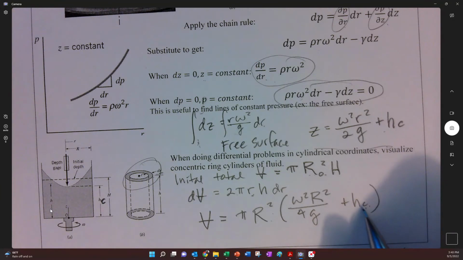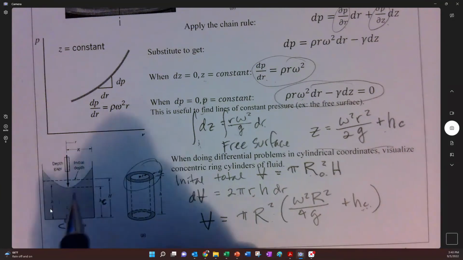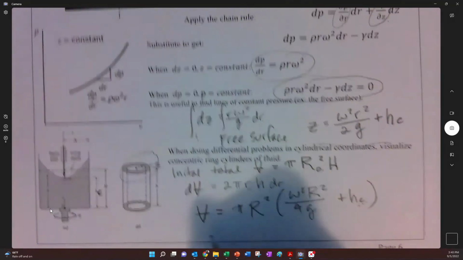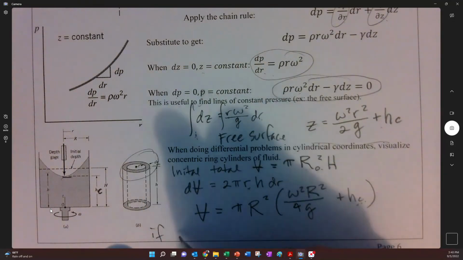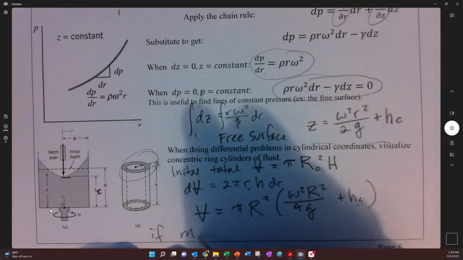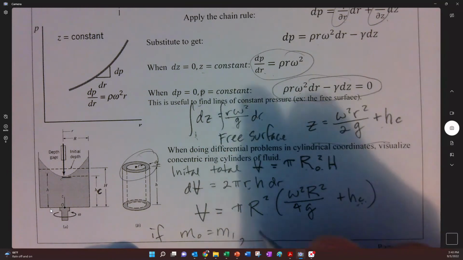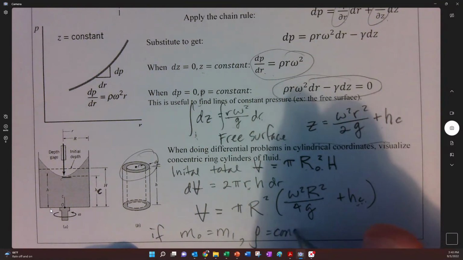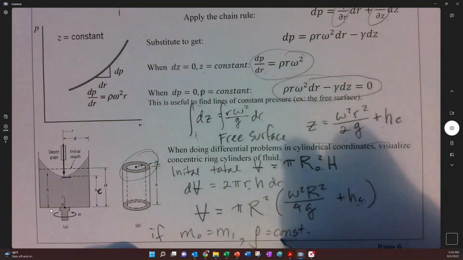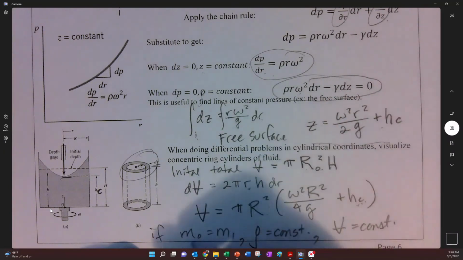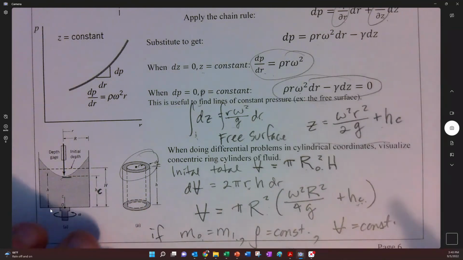This is the bottom of the container, right? So that this goes to right here, the bottom of the piece. And then lastly, I already said that if M0 is equal to M1, because of constant mass and density is constant, right? So conservation of mass, constant density, then V is constant. And I could have just written that if M is constant. I don't know why I went M0 and M1, but it's still true.